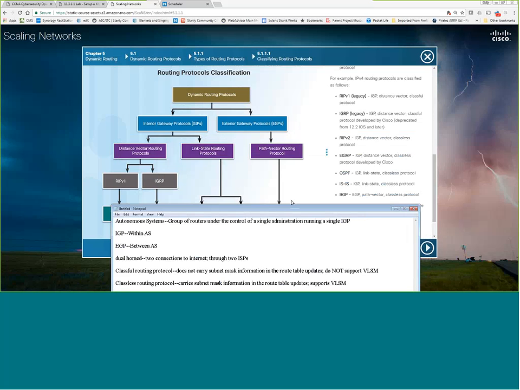So when we look here and we see that RIP v1, it is a distance vector routing protocol. It is an interior gateway routing protocol, but it is a classful protocol. It's legacy, which means it cannot support VLSM. And if you look, I'll pull this up real quick.